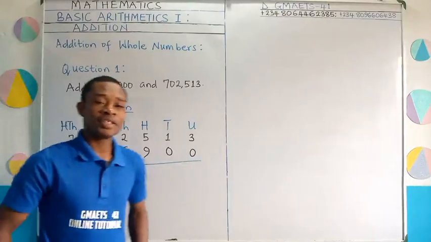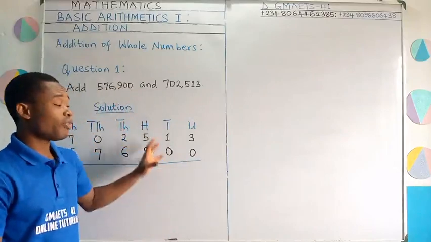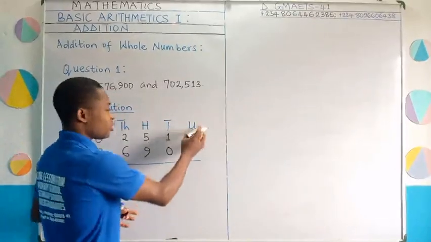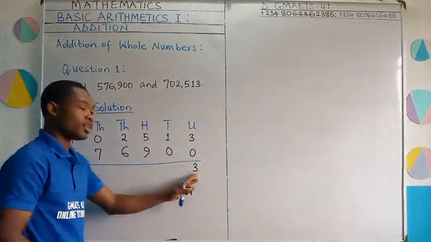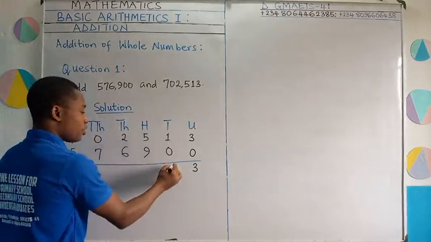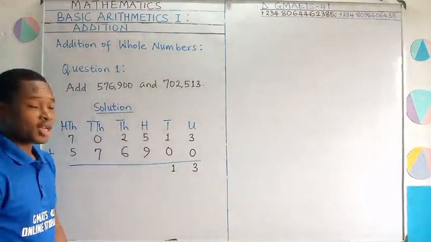So I will start adding, starting from the smallest place value. And of course, the smallest place value for these whole numbers is units. And so going by that, we'll come to units. 3 plus 0 will give us 3. 3 is less than 10, so you record it directly. Come to tens. 1 plus 0 is 1. 1 is less than 10, so you again record it directly under the tens place value.